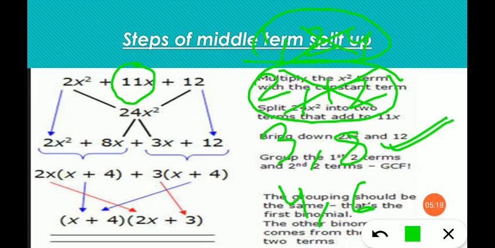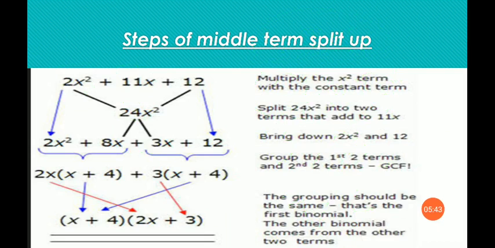So we can write 11x as 8x plus 3x. Now you will say that we have said 3 and 8, but we have written 8 and 3. Because the first term is 2x square, and if you want to take 2 common, then we can take it from 8 only, because 2 is common between 8 and 2. So we will write 2x square with 8x.